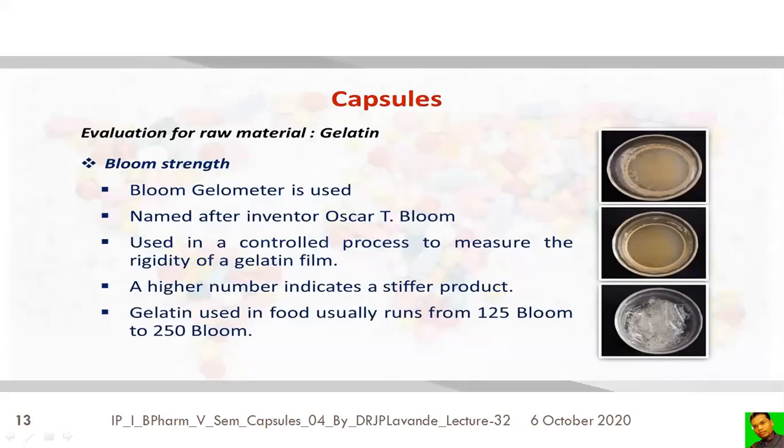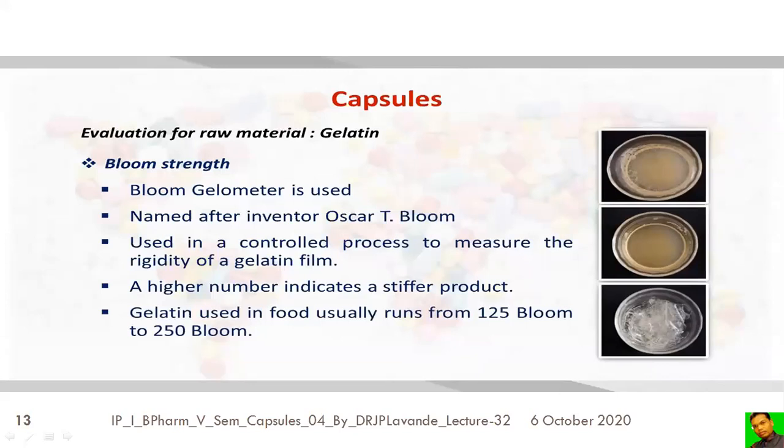Bloom in 1925. Because of his name, the test has been given the name Bloom strength. In the formed gel, a plunger is inserted to a distance of 4 millimeters, and at this distance the gel should not break. So that is the particular test.